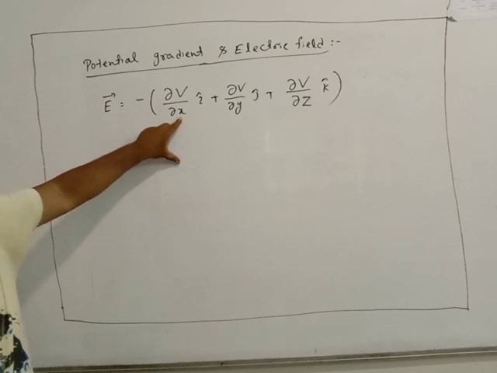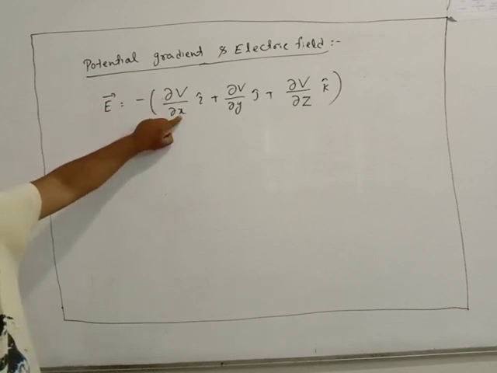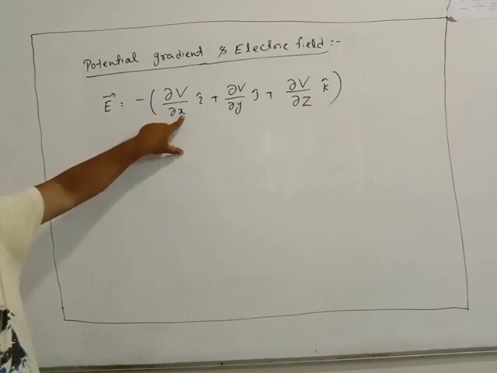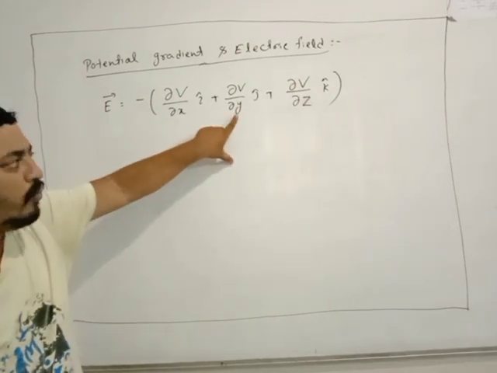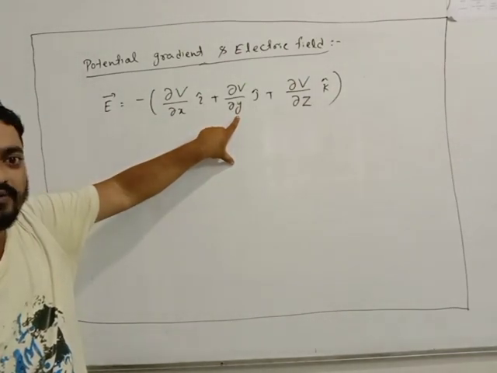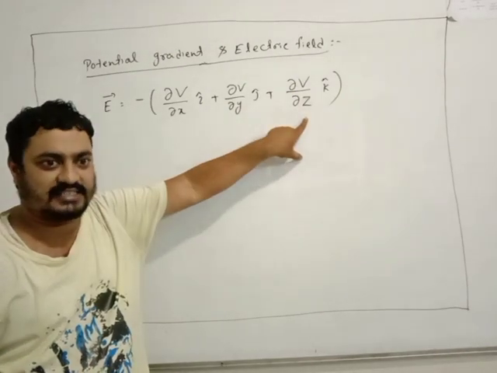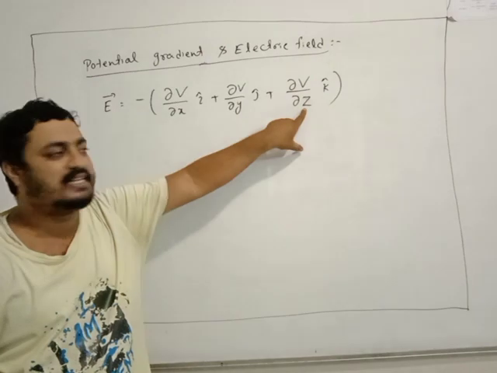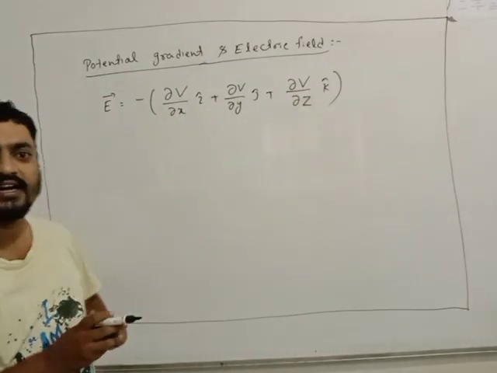So what is the meaning of partial derivative? When you are taking partial derivative with respect to x, only x is the variable. You can consider y and z are constants. Similarly, while taking partial derivative with respect to y, you can consider x and z are constants. While taking partial derivative with respect to z, you can consider x and y are constant.